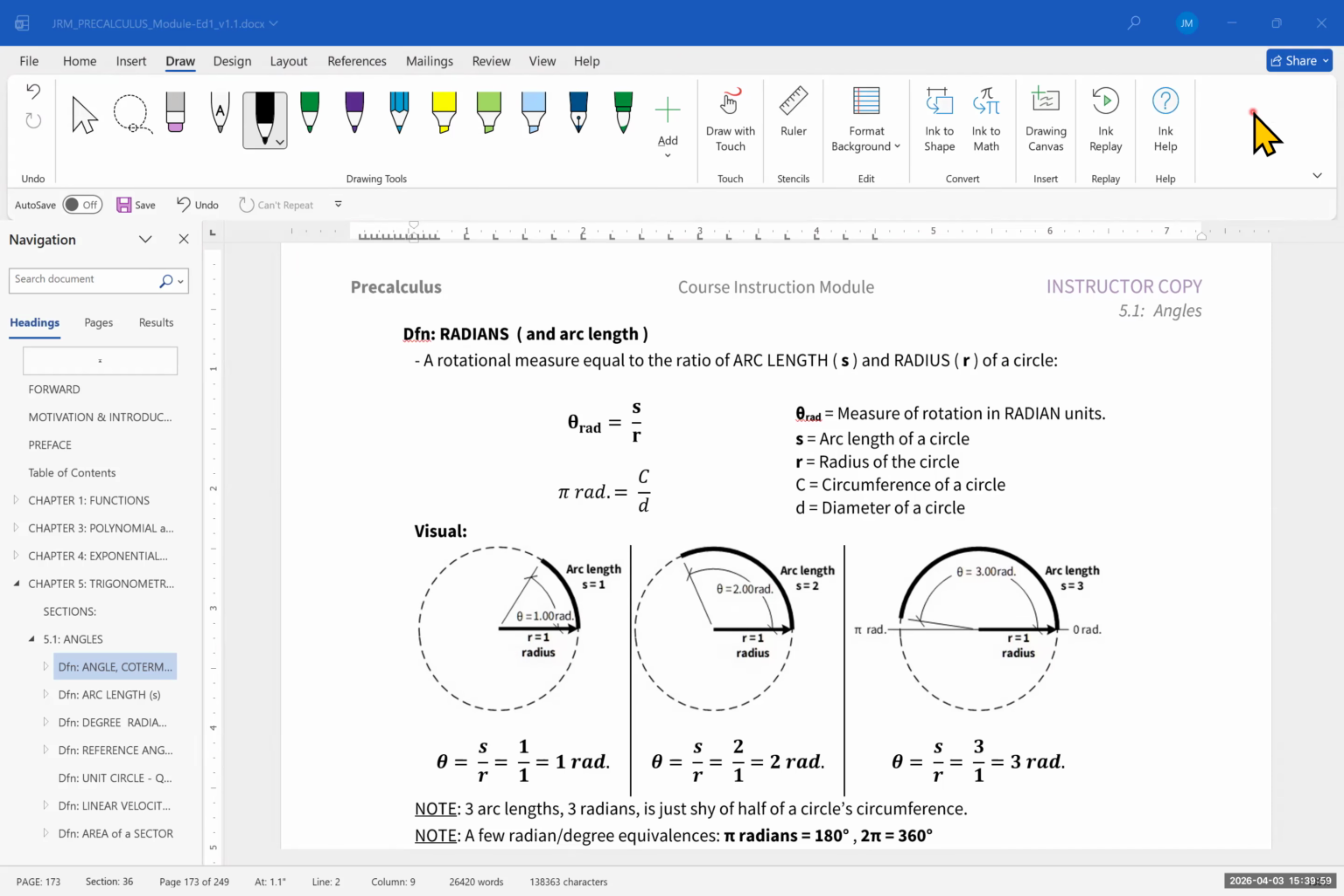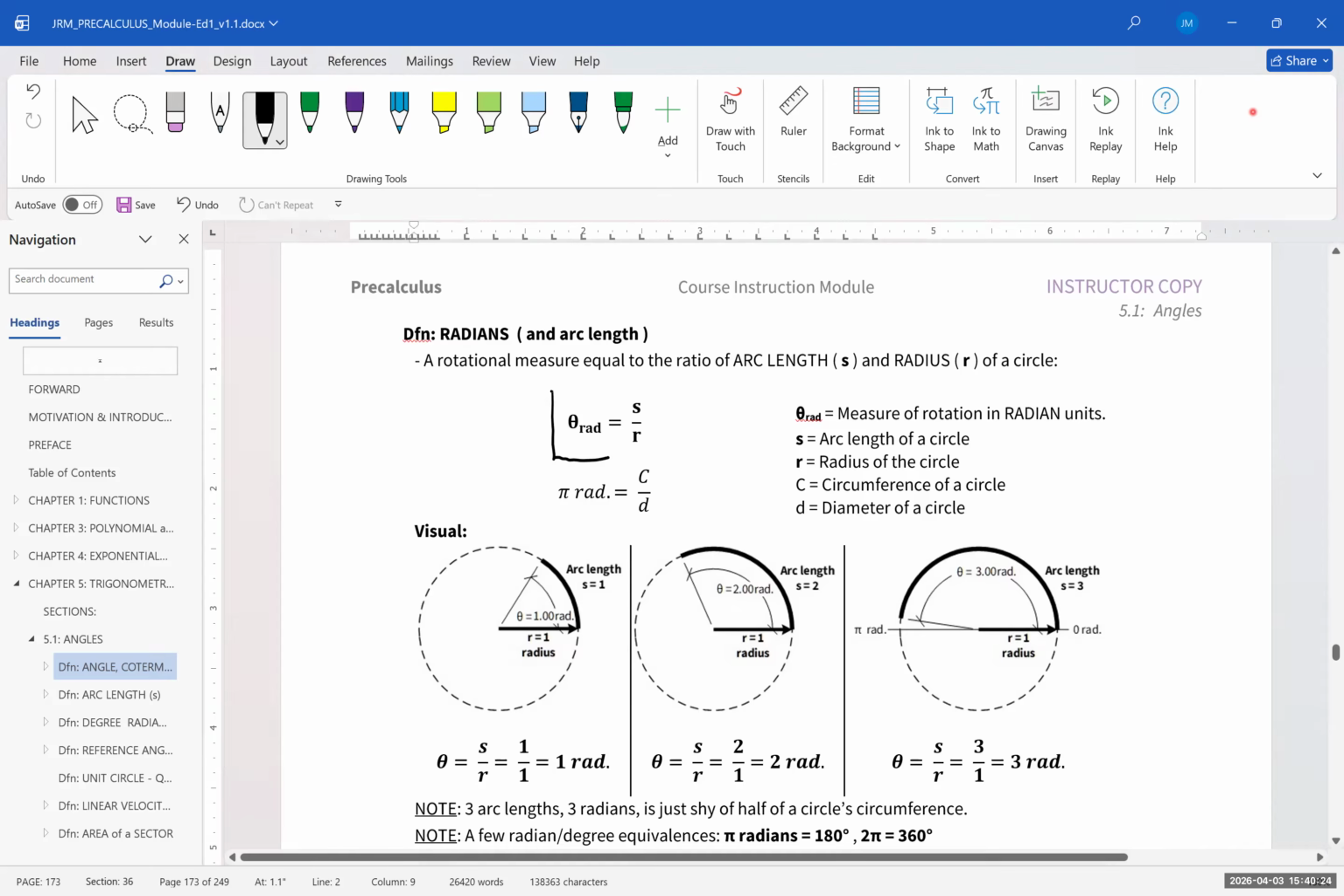All right, let's now look at the definition of radians. Radians is another unit of rotational measure that is very common. And where radians originates from is actually a circle itself. One of the first equations we're going to be looking at is this one.